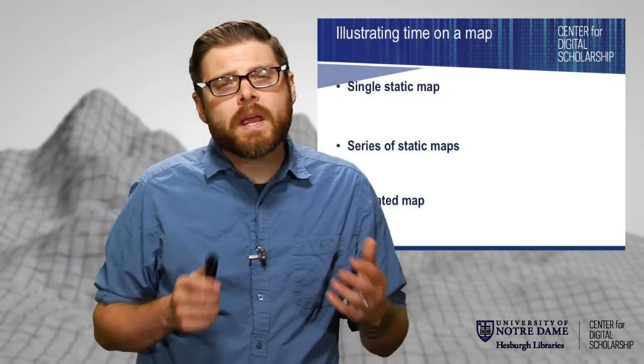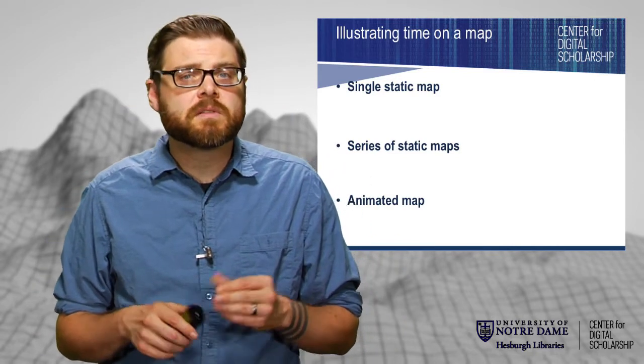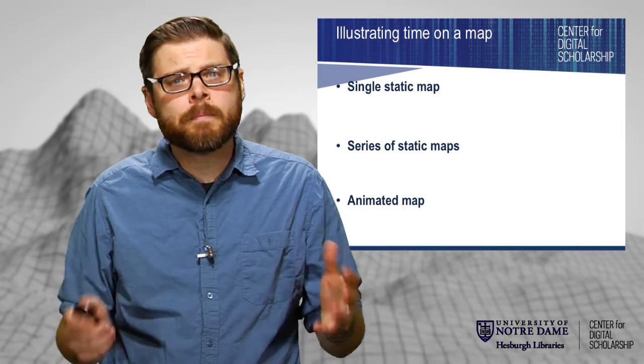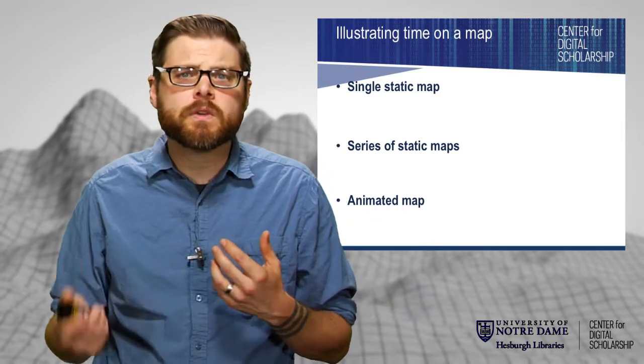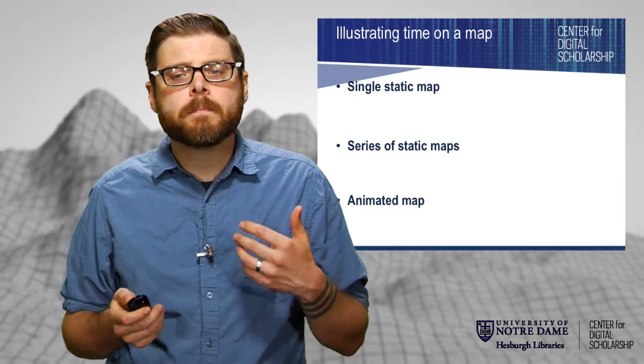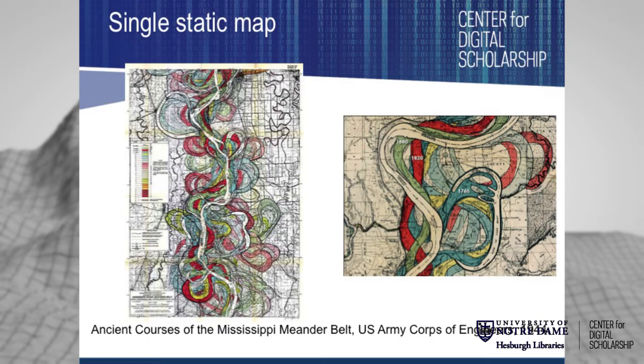Now, there are lots of different ways we can illustrate time on a map as well. These can be as simple as a single static map that shows something temporal, whether it be change between two different time periods. So here's a very famous one showing ancient courses of the Mississippi River. This is by the U.S. Army Corps of Engineers from the 1940s.